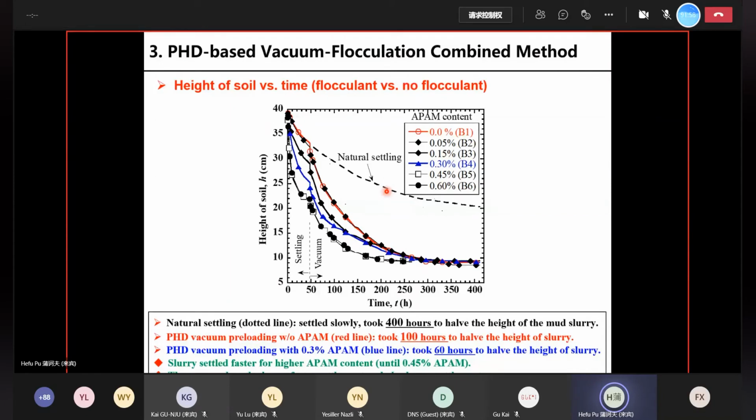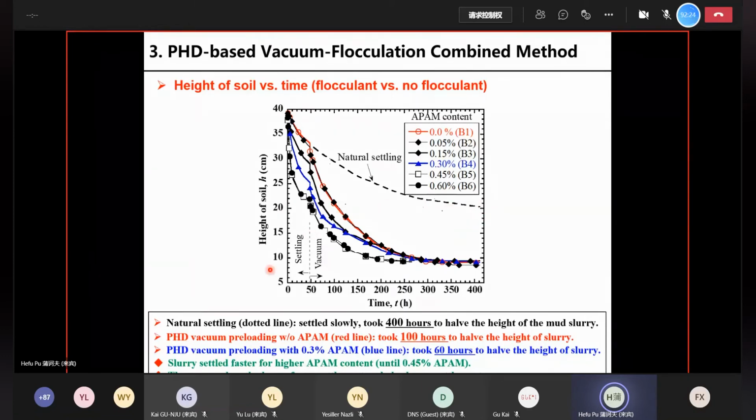As you can see in this case, the slurry settled very, very slowly. It took about 400 hours to have a 50% deformation. So the height went from originally 40 centimeters to finally 20 centimeters. That whole process took about 400 hours.